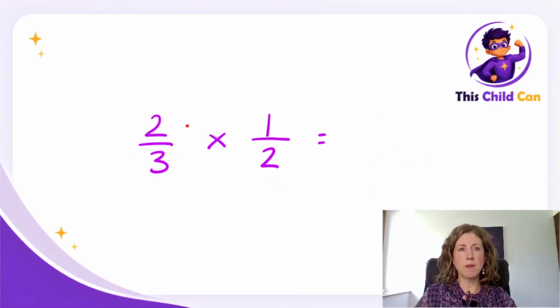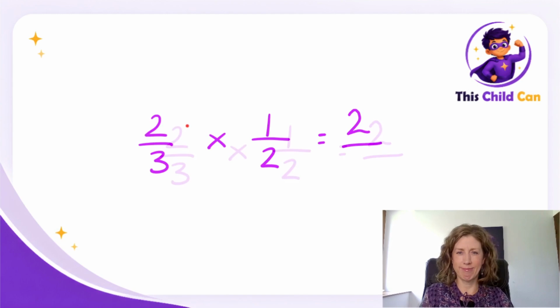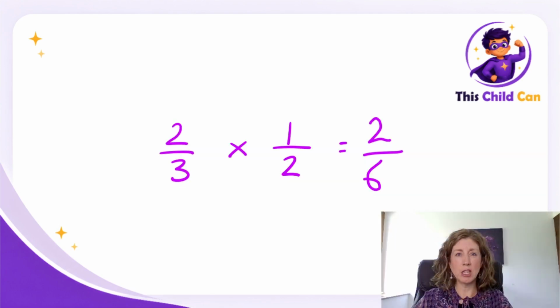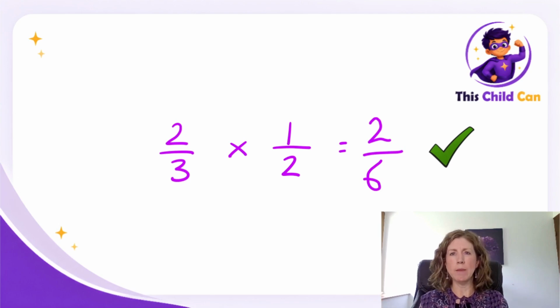So for 2/3 times a half, you might say 2/3 of 1/2. Top times top gives 2. And then bottom times bottom equals 6. So the answer is 2/6. Nice. It's the same pattern each time. And if they're overwhelmed, just go back to the picture method.